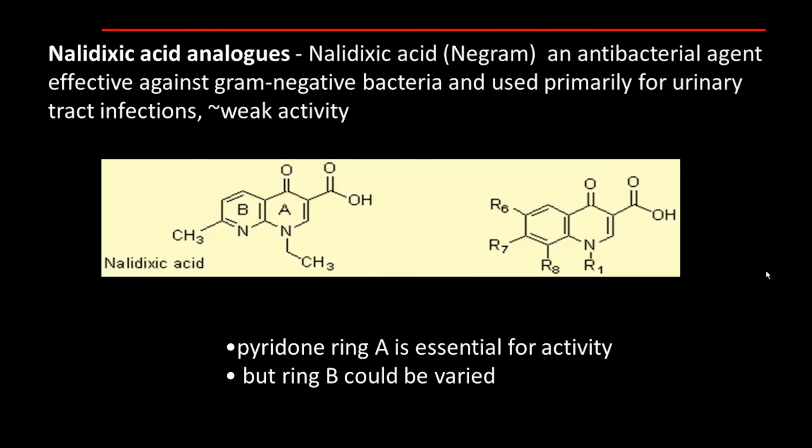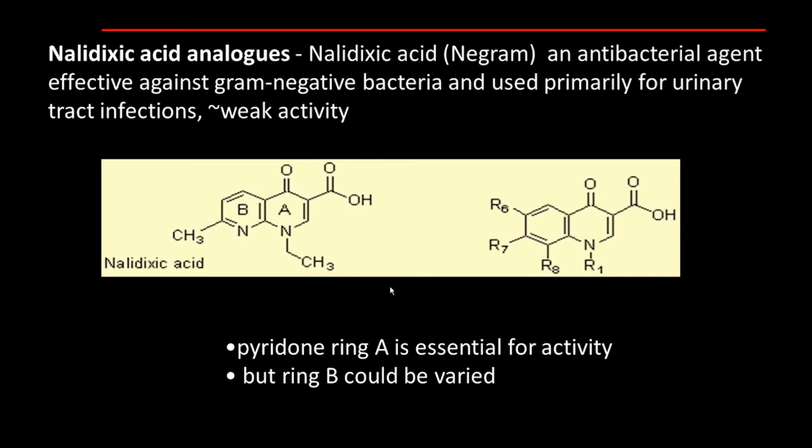Okay, let's look at some simple systems also. Now, this is called nalidixic acid. This is a commercial antibiotic, which was discovered a few decades back. This is given for gram-negative bacteria, mainly for urinary tract infection. It has reasonably weak activity.